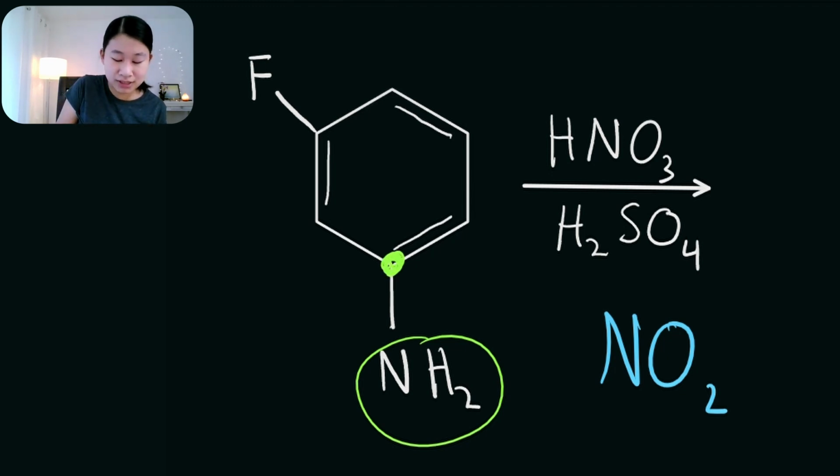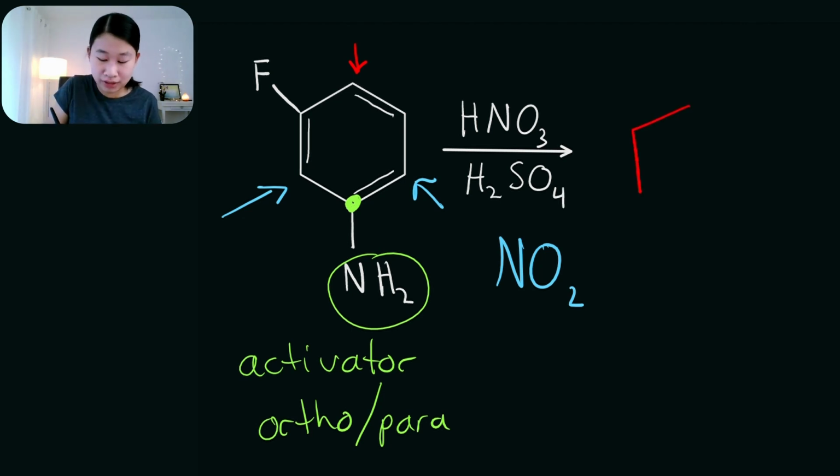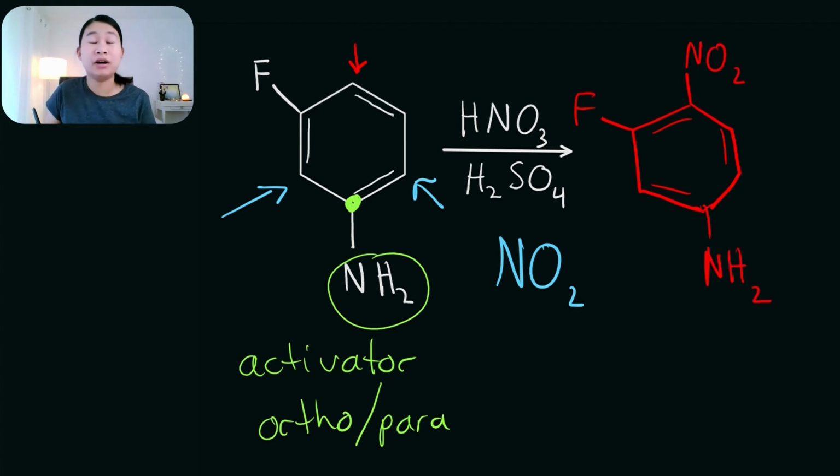From here, we're going to designate ortho and para, because NH2 is an activating group. Our ortho positions are going to be here in these blue spots, and our para position is going to be in this red spot. So we're going to have two possible products. One is when the NO2 is added to the para position. And our other product is when the NO2 is added to either of these ortho positions.